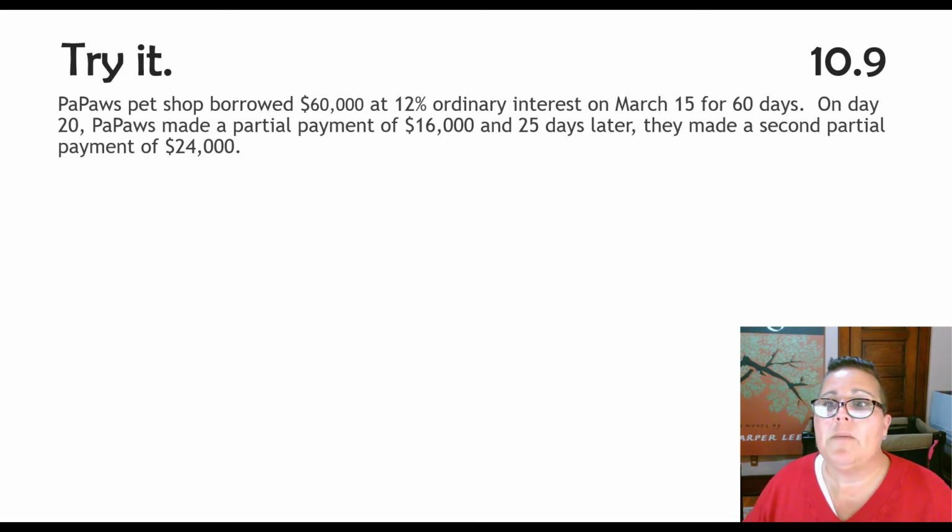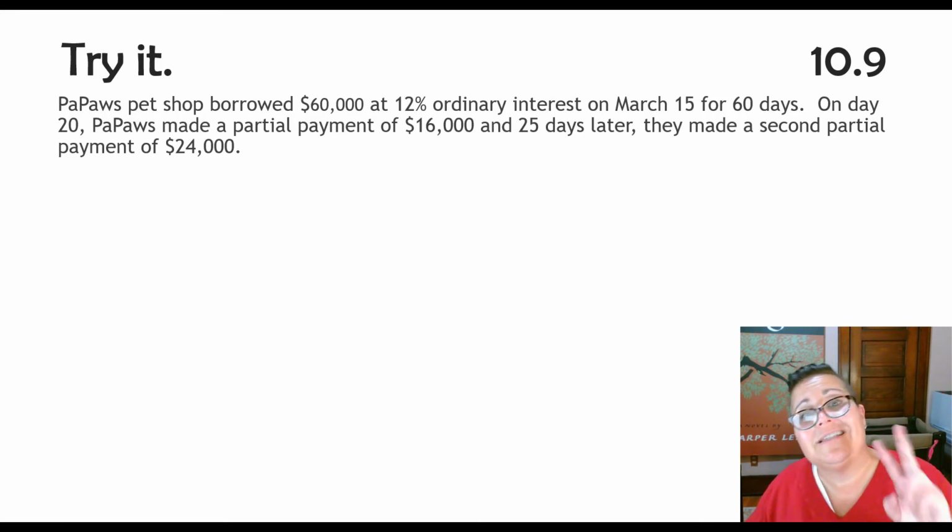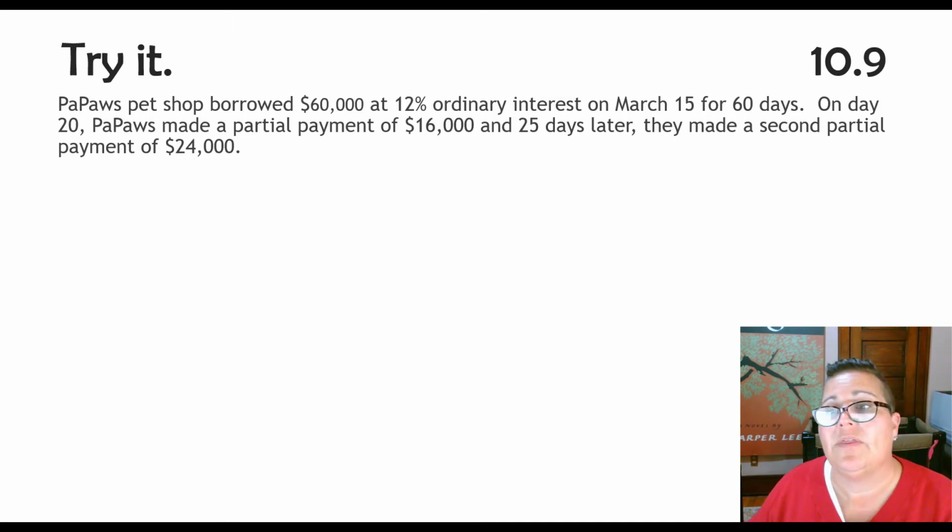Final example. Pawpaw's Pet Shop borrowed $60,000 at 12% ordinary interest on March 15th for 60 days. On day 20, Pawpaws makes a partial payment of $16,000, and 25 days later, they make a second partial payment of $24,000.